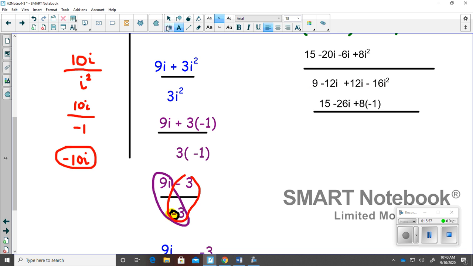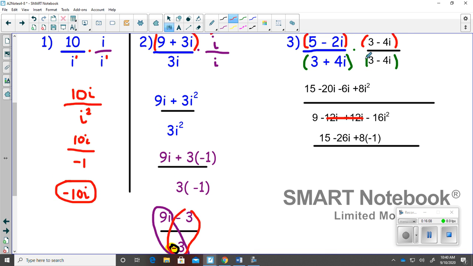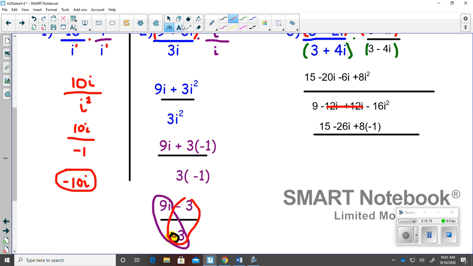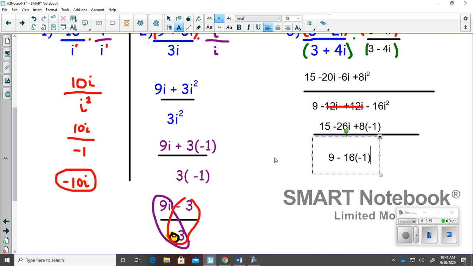Denominator right now, I see a negative 12i and a positive 12i. These are definitely going to cancel for me, and that's what I expected to happen. That's because I multiplied by the conjugate. So when you multiply by the opposite sign, the outside and the inside terms should always cancel, thus getting rid of your i, and that's the whole goal. Denominator now will read 9 minus 16, and then i squared changes over to negative 1.